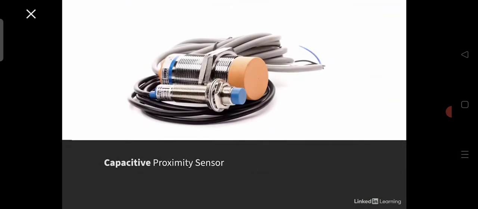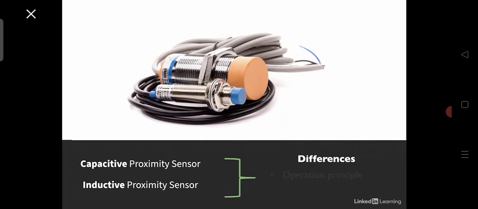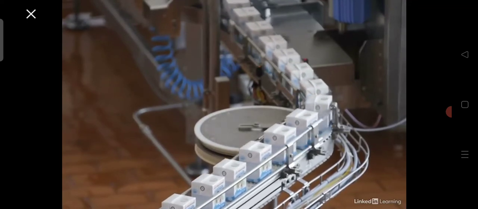Capacitive proximity sensors produce an electrostatic field. Inductive proximity sensors produce an electromagnetic field. So the difference between them is in the operation principle, inductance and capacitance, and in applications, metal and non-metal. Capacitive sensors are a very common option to use within the food and beverage industry and chemical processes.